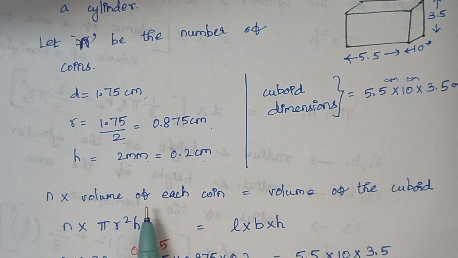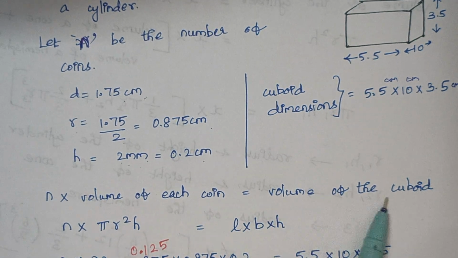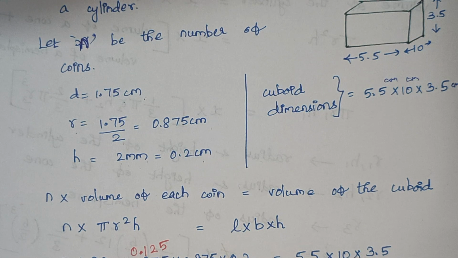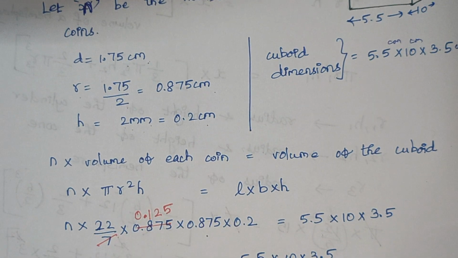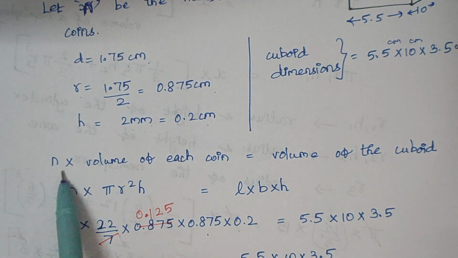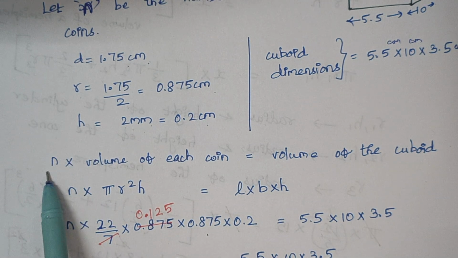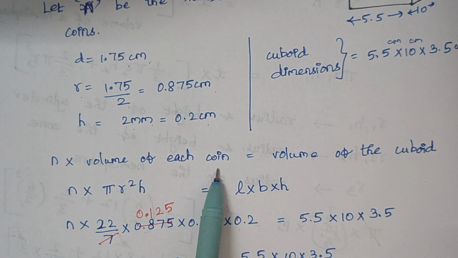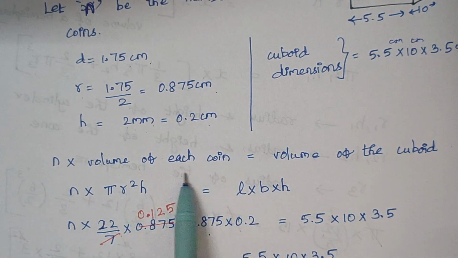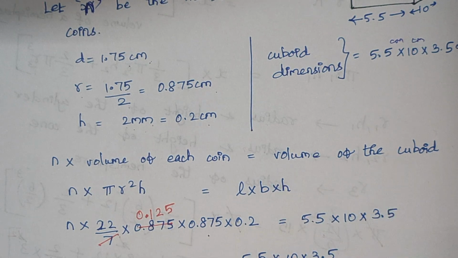So n into the volume of each coin is equal to the volume of the cuboid, right? Can you understand the statement? Because we are melting some coins to make a cuboid, obviously the volume of the coins should be equal to the volume of the cuboid. We don't know how many coins we need, so I am writing it as n. Here n may be 10 or 50 or 20, whatever it may be. So n represents the number of coins multiplied by the volume of each coin, so that we can get the total volume, equal to the volume of the cuboid.